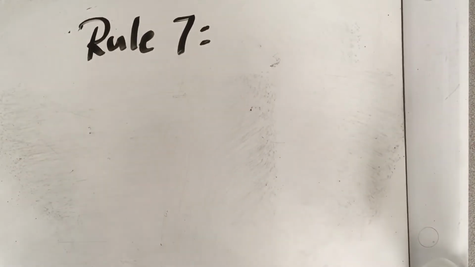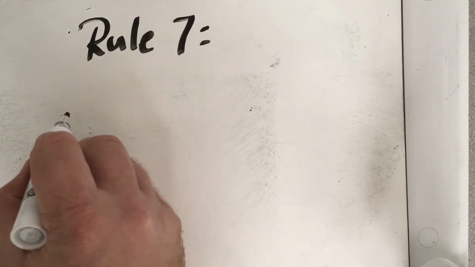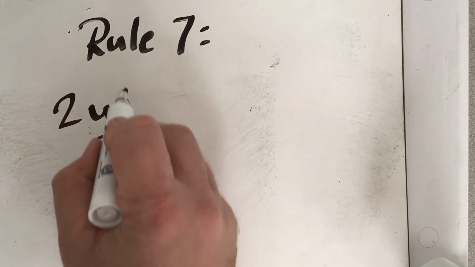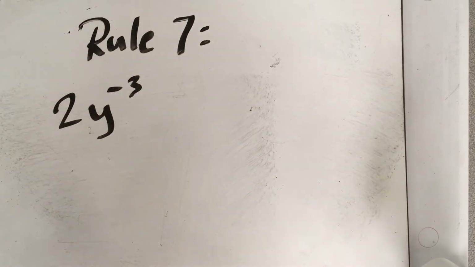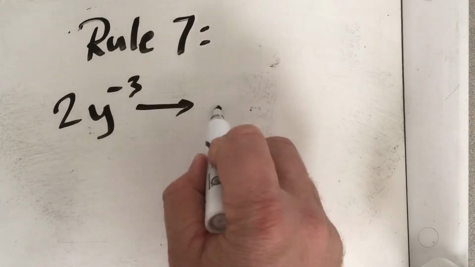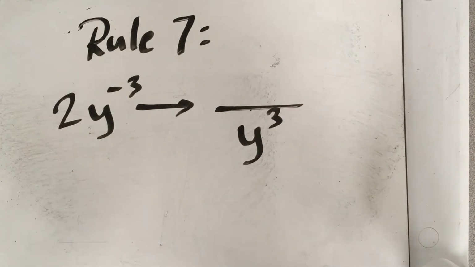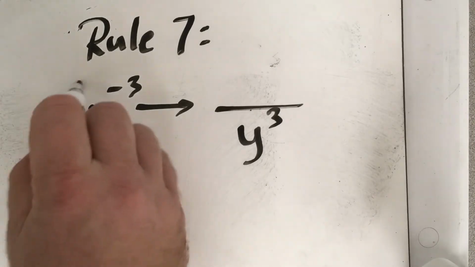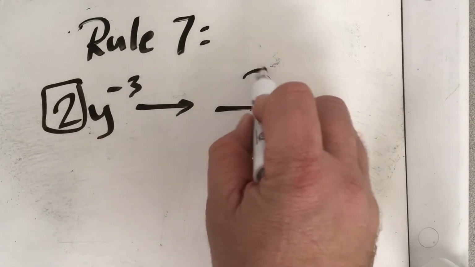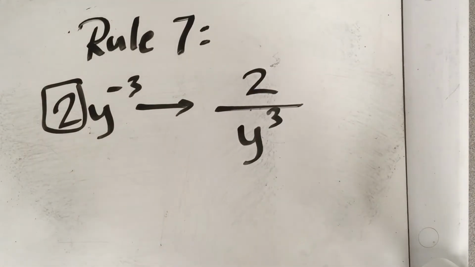Let's say you had 2y to the negative 3rd. Well, you know you can't leave that. So the y to the 3rd is going to be coming to the bottom. Normally we have a 1 as the top of our fraction, but what do we have right here? Oh, we got ourselves a 2. That'll be the top of our fraction.